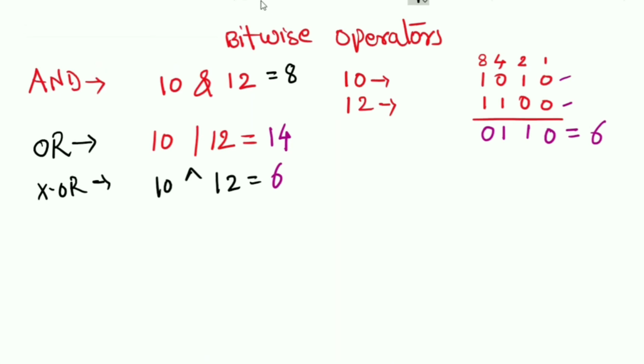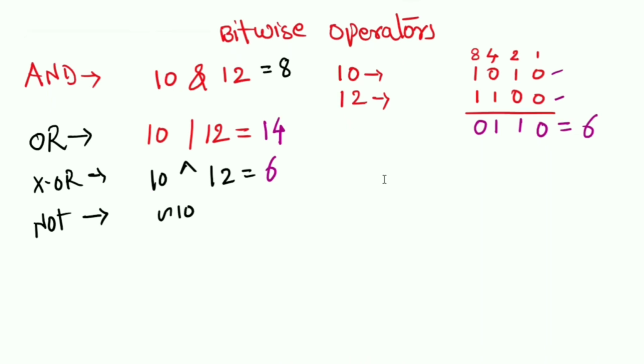Now if I want to talk about the next operation, that is nothing but the NOT operation. So for the NOT operation, we will have the NOT of 10. How can we calculate the NOT of 10?